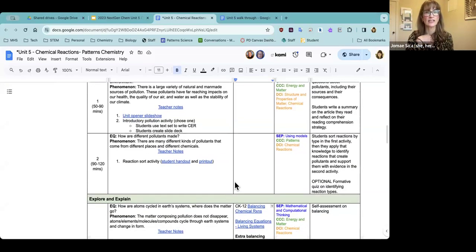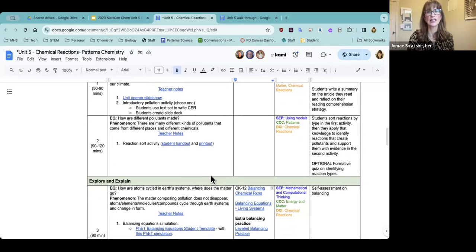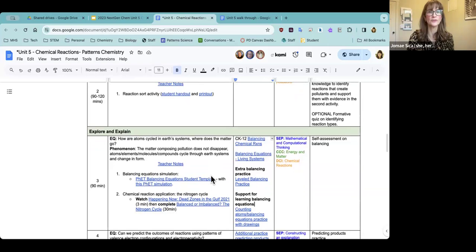As we get into task set 2, that is the reaction sort activity. That's students' first introduction to the 5 reaction types, and you all will do this activity a little bit later. They'll be able to self-discover those reaction types in task set 2.